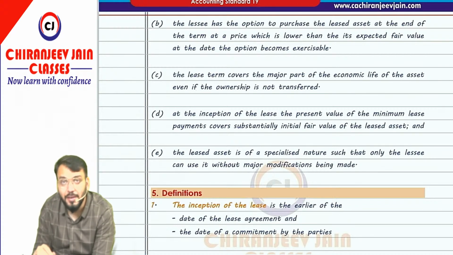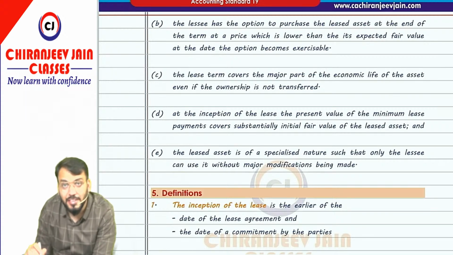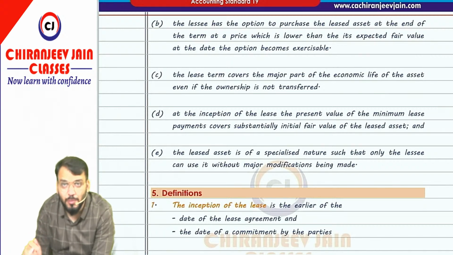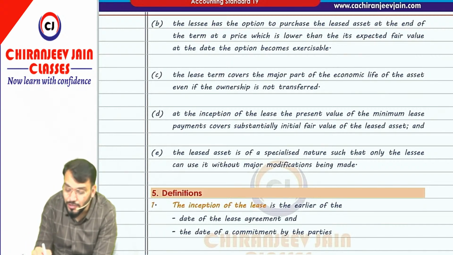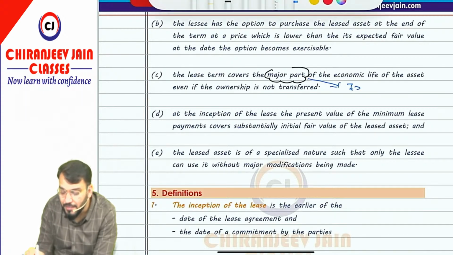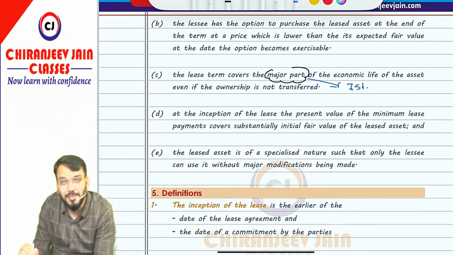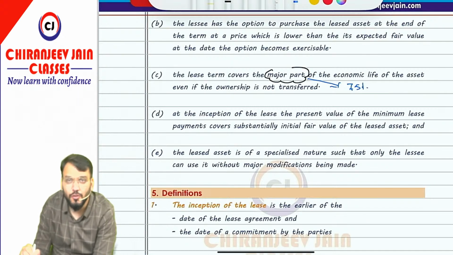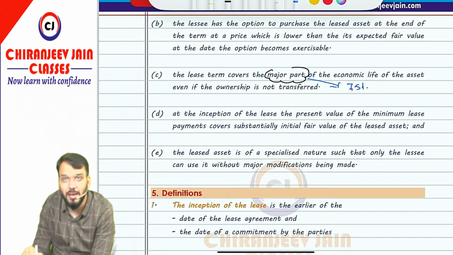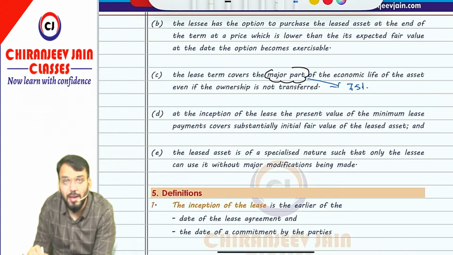Third point is what? The lease term covers the major part of the economic life of the asset. So if the lease term is covering the major part of the economic life of the asset, even though the ownership is not transferred, that lease will also be classified as finance lease. Now this major part has not been defined. From exam point of view, we will take 75%. If the lease term covers 75% or more of the economic life of the asset, we will conclude that yes, it is a finance lease. But this is only from exam point of view. Practically, we need to apply judgment.